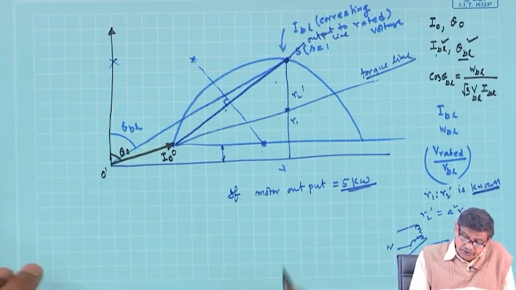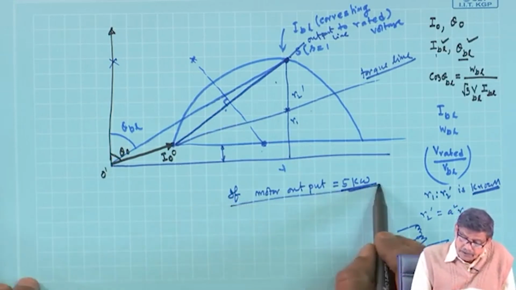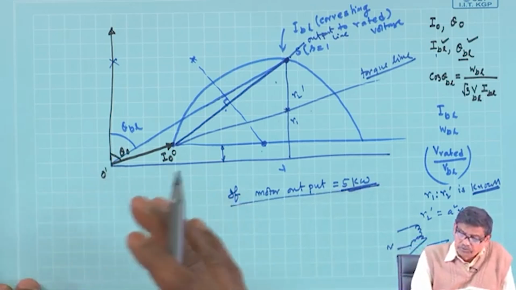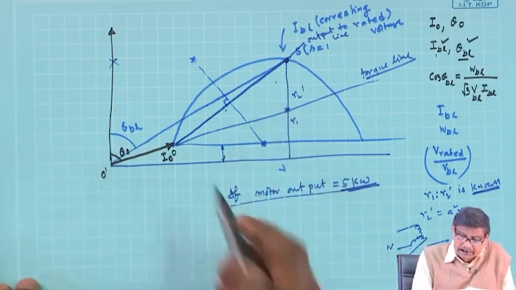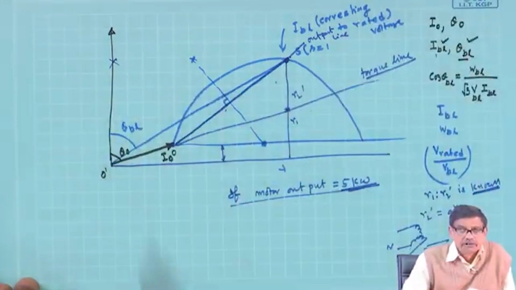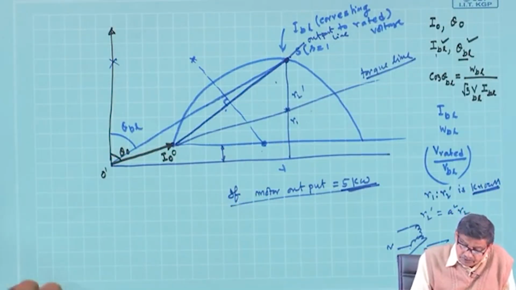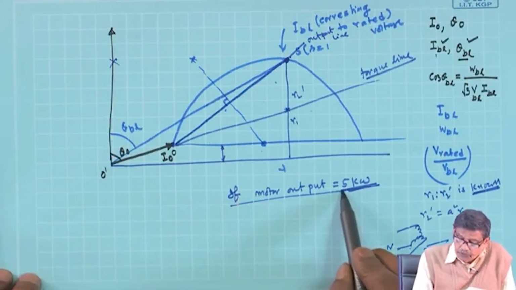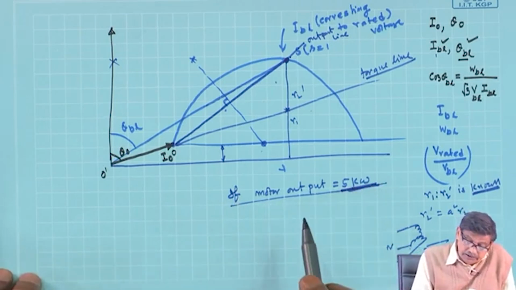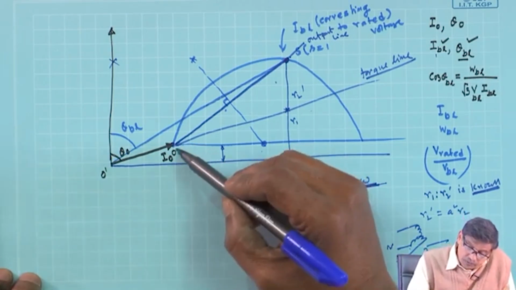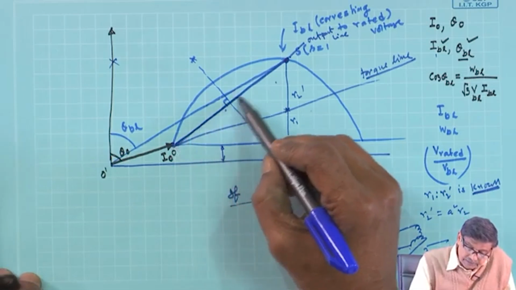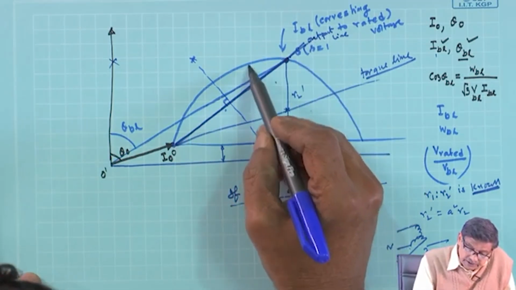Okay. What do you do? One way of doing this: the motor's full load slip I can calculate, and the slip line is drawn. Another interesting way of doing this: if the motor output is 5 kilowatt, what is the output line? The output line is this line, and these intersections are the output.